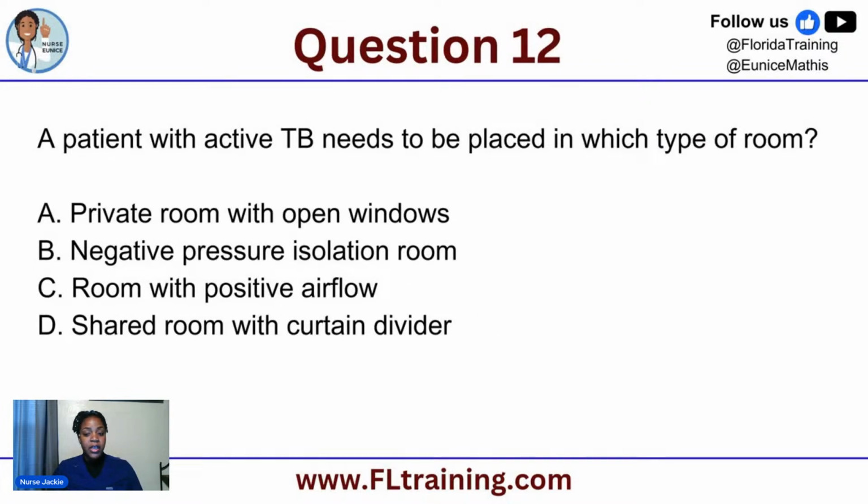All right, question number 12. A patient with active TB needs to be placed in which type of room? A, a private room with open windows. B, a negative pressure isolation room. C, a room with positive airflow. Or D, a shared room with a curtain divider?